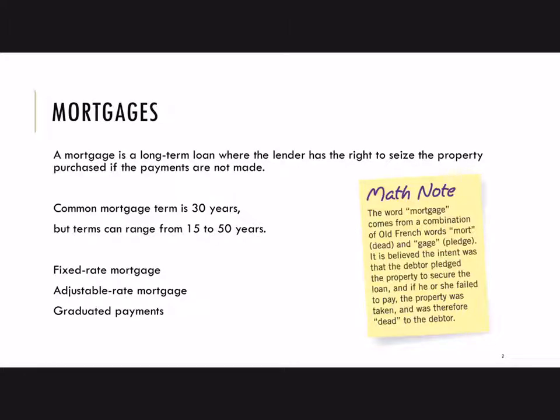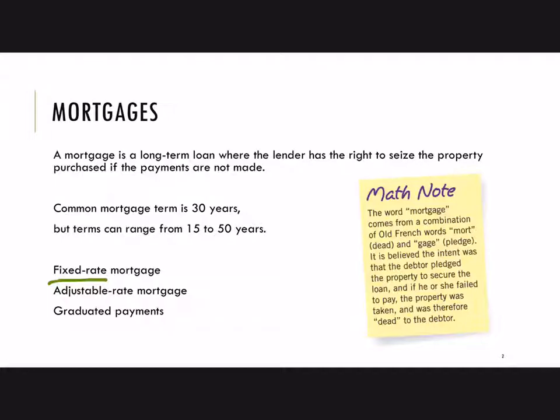Mortgages can be fixed rate, adjustable rate, or have graduated payments. So a fixed rate mortgage, the name implies what that is. The interest rate is fixed for the entire term of the mortgage, and you could lock in at a certain rate. An adjustable rate mortgage can change over the life of the mortgage.